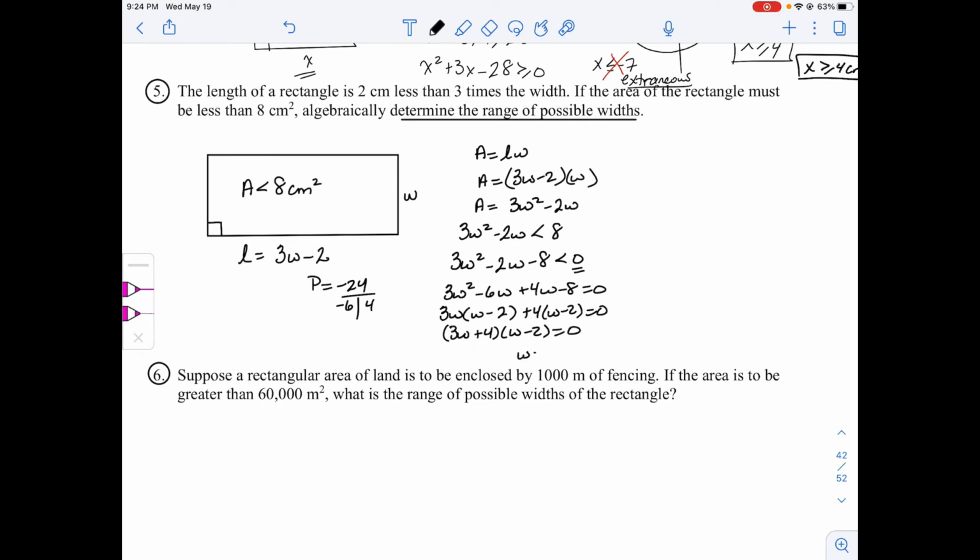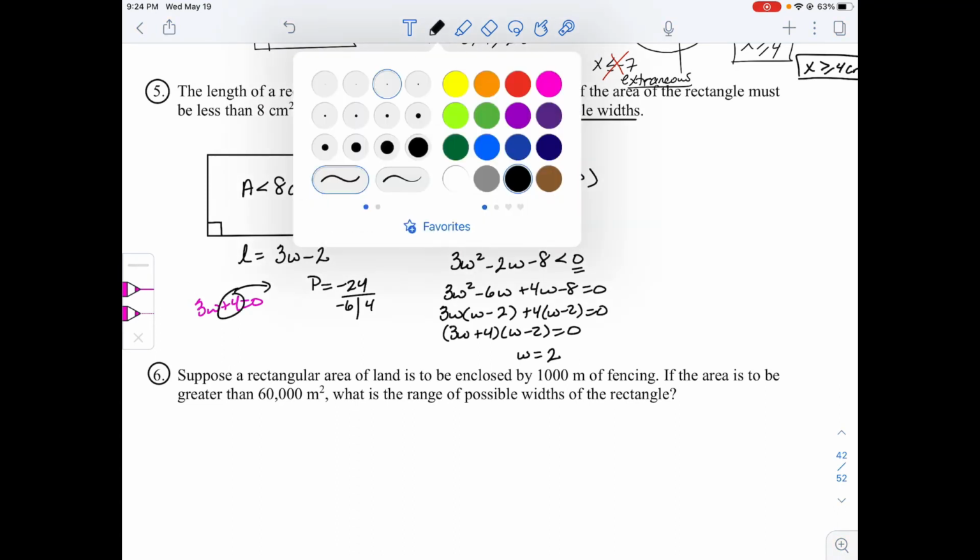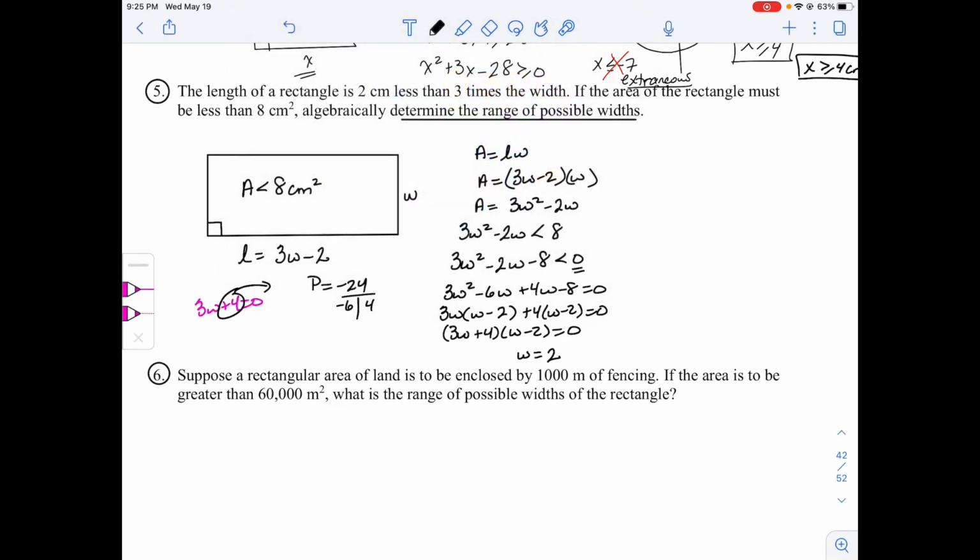So the obvious factor here is w is equal to positive 2. The other one that may not be quite as obvious, if I just go over here and do this work, we get 3w plus 4 is equal to 0. So we want to move over the positive 4, which becomes negative 4. And then we divide both sides by 3. And then we end up with w is equal to negative 4 thirds. So that's our other root.